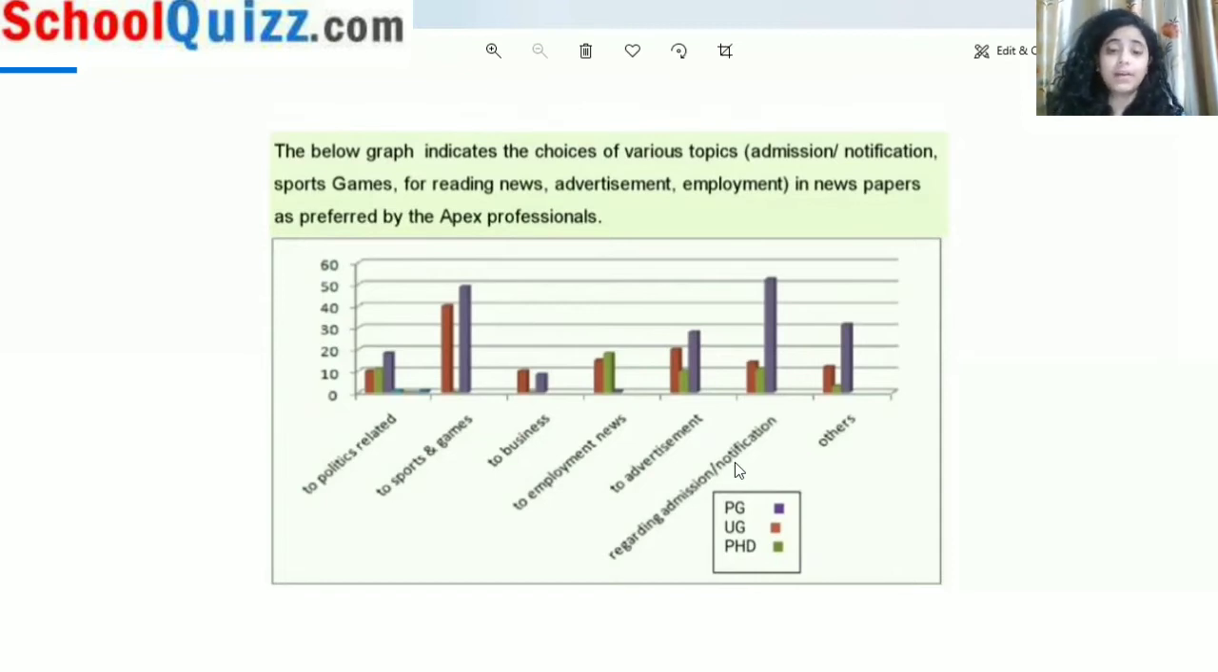UG is given by reddish color. That is reddish pinkish color. That means the response is not low, but the medium response. Okay. PhD students are giving a low response, but see, to politics related, how much response is given, to sports and games, how much response is given, to business, who wants to conduct business, how much response is given, to employment news, who is interested in employment, how much response is given, to advertisement, how much importance is given, regarding admission. See, what do we see? We see in the newspaper, oh, there is an admission required, and other things apart, there were some responses. Okay.